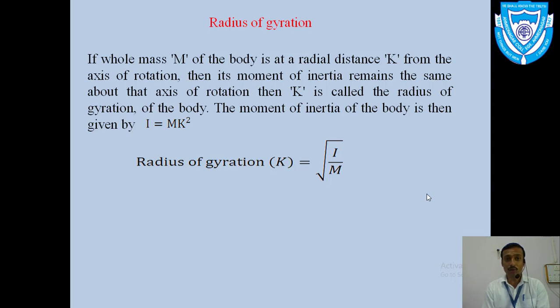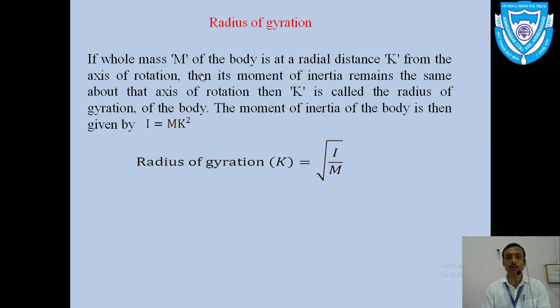Radius of gyration: we know the formula for moment of inertia, I is equal to summation mi ri square. If we say that moment of inertia I is equal to mk square, where k is nothing but radius of gyration, then we can write k is equal to square root of I upon m. The meaning of radius of gyration is given here, I read that one. If whole mass m of the body is at radial distance k from the axis of rotation, then its moment of inertia remains the same about the axis of rotation. Then k is called radius of gyration of the body.